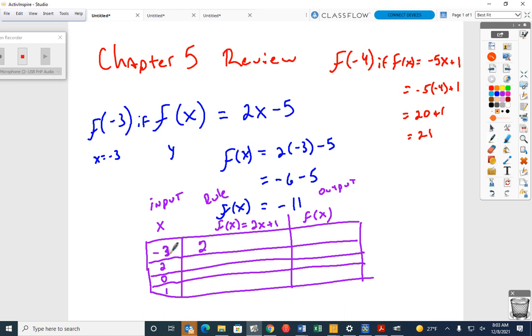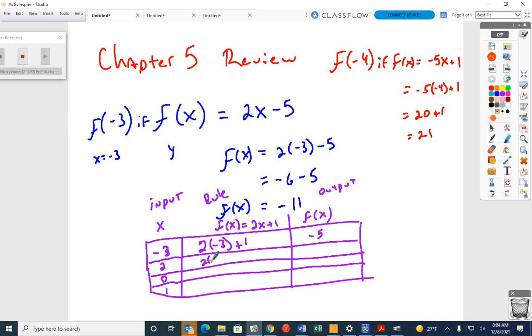I would replace it with a negative 3 because that's what the x value is. This is 2 times negative 3 plus 1. What's 2 times negative 3? Negative 6. Negative 6 plus 1 would give me what? You owe me 6, you pay me 1, so negative 5.